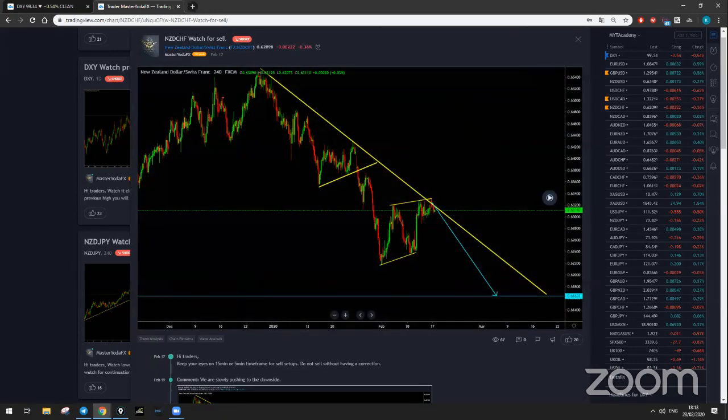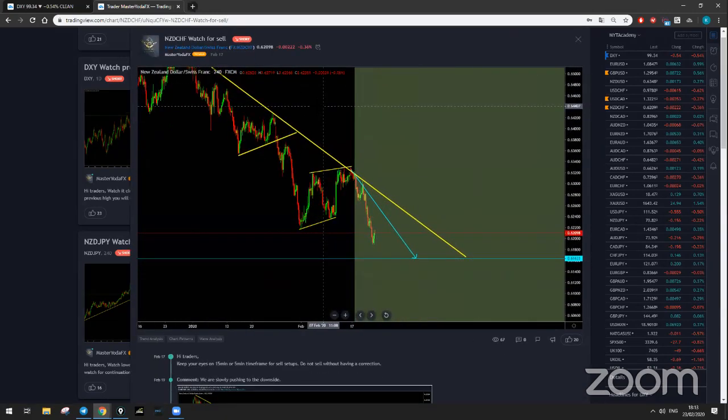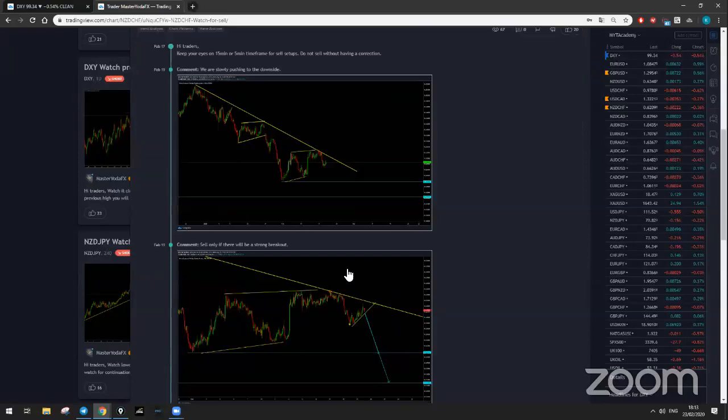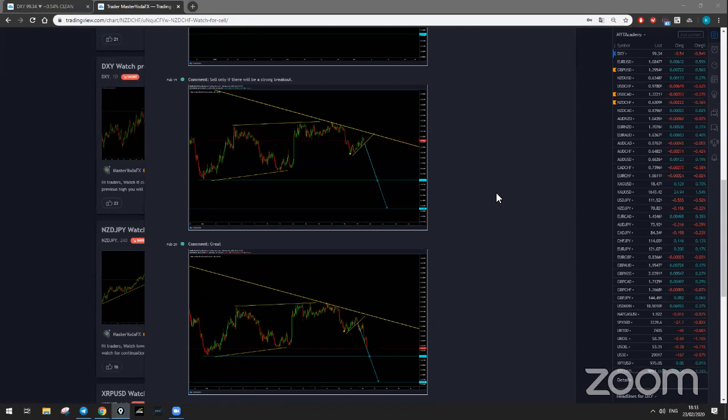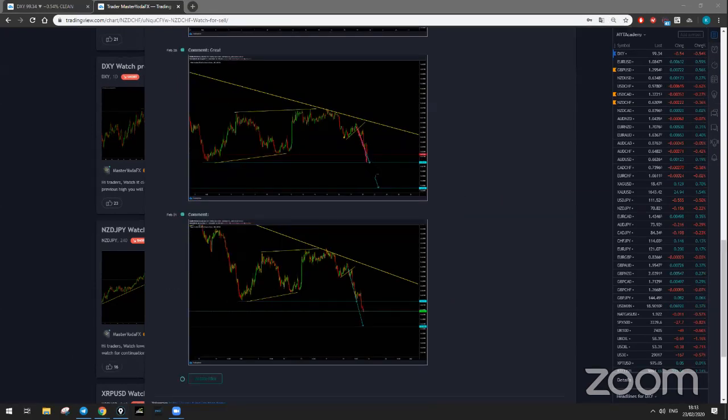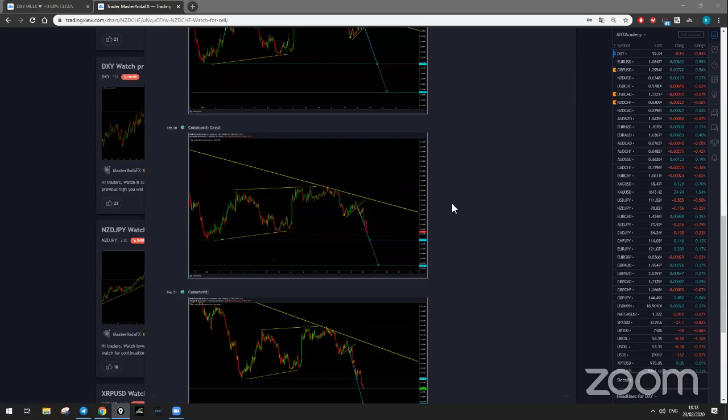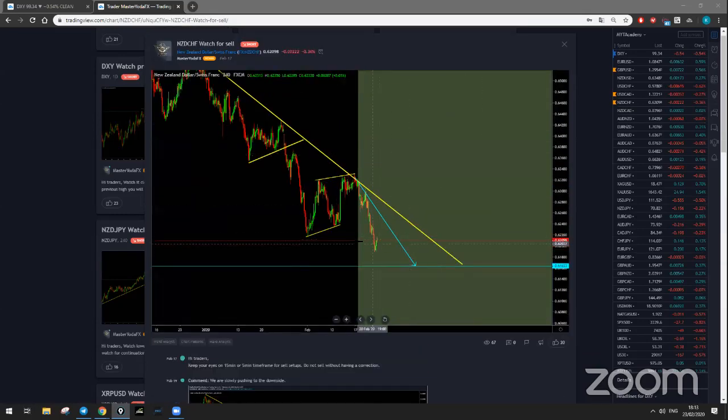New Zealand Swiss, that one was a great trade, if you took it, great. I have updated you there with that setup. You were watching for a strong breakout. What the price did is it has just started pushing down. Great, so you have a nice trade. You can take off your profit.